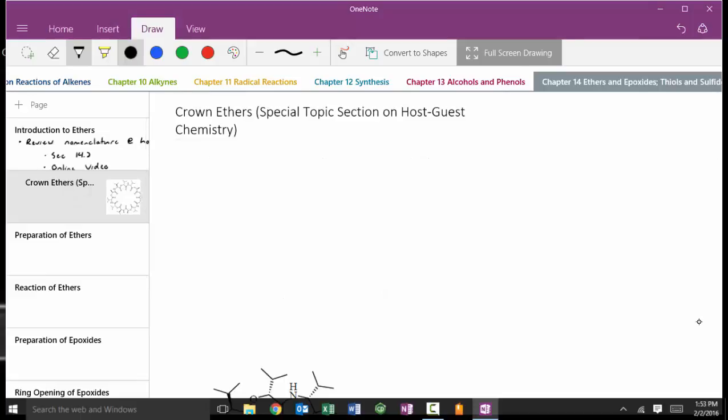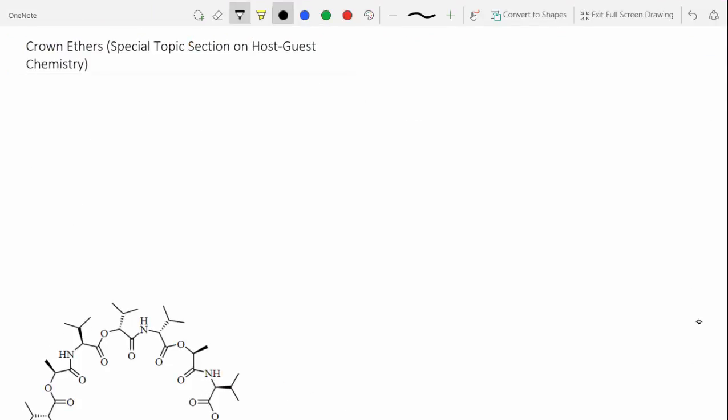There's one topic in your book that holds a special place in my heart, so I'm going to cover it. These are called crown ethers. My PhD at the University of Oregon was on host-guest chemistry, and crown ethers were the original host-guest systems. And they're really elaborate ethers. You can see why they call them a crown, right? It's a big ring with oxygens in between. This ether is called 12-crown-4.